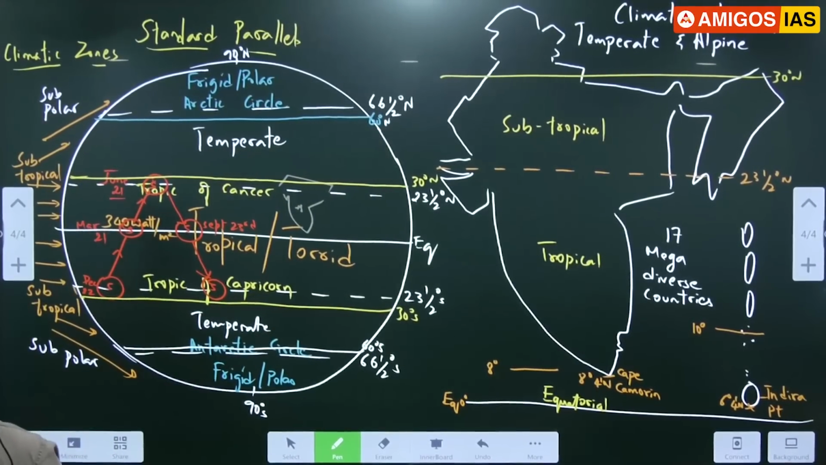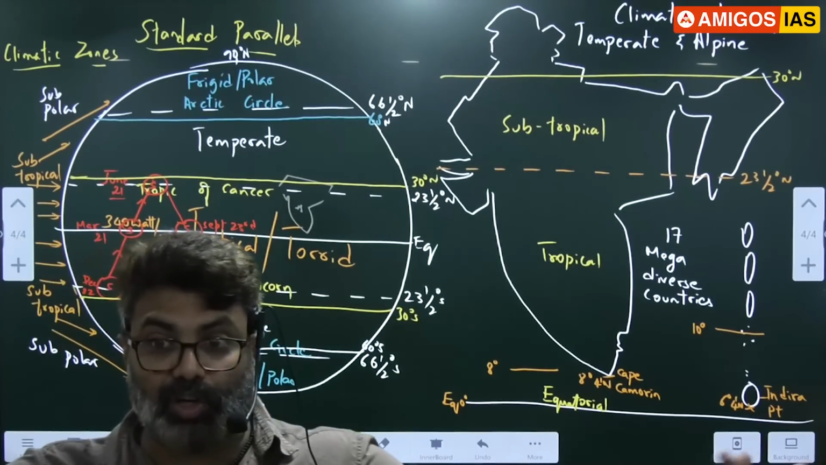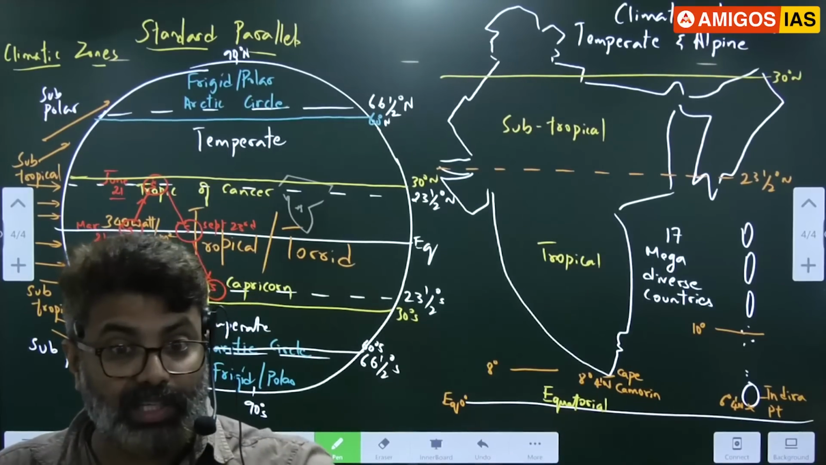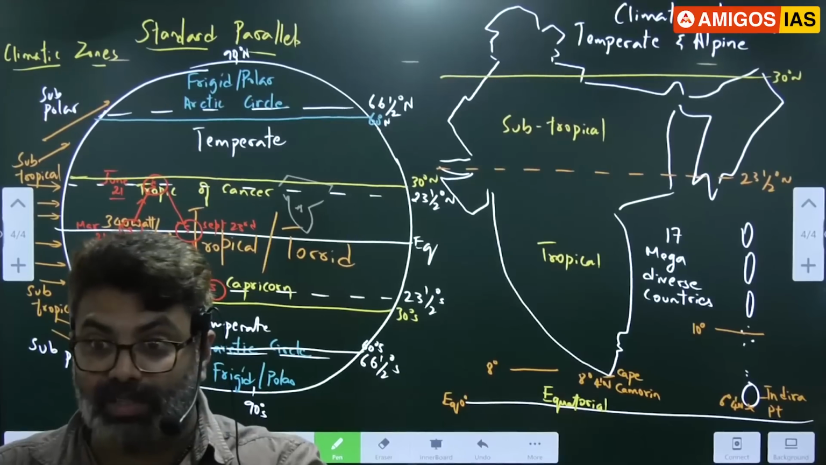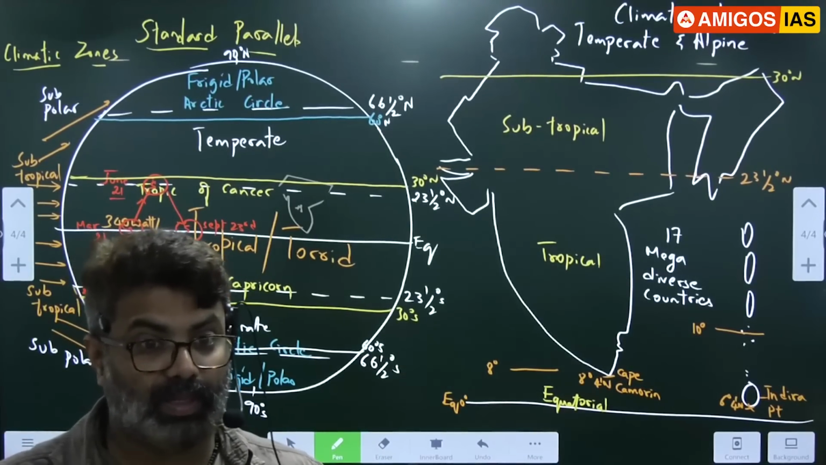You got it? So we have diversity in everything. We have diversity in climate, we have diversity in geography, geomorphology, correct? We have diversity in people, ethnicity, language, religion, correct? So that makes us a very unique nation in the world.